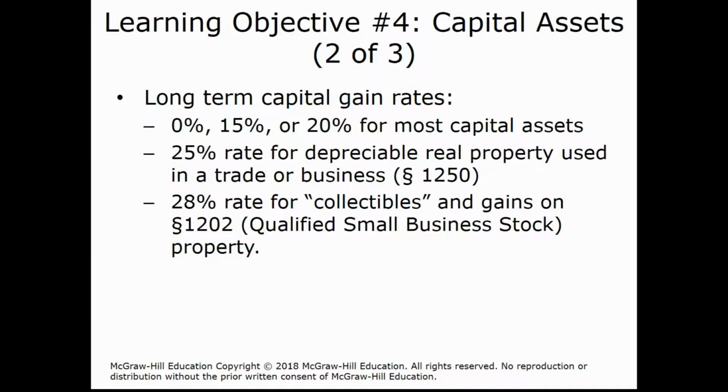The rate is 25% of depreciable property if it's used in a trade or business. And I'll talk more about 1250 property shortly. And then if you sell and make a gain on any collectibles or these preferential qualified small business stock 1202, then you're taxed at 28% on those gains.